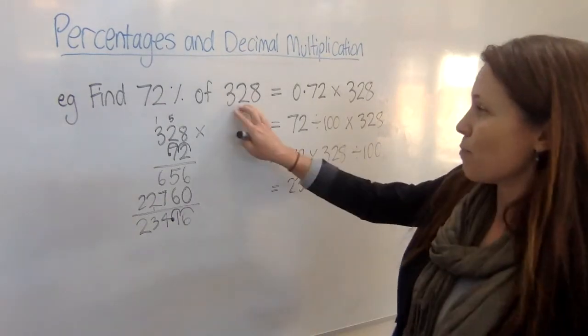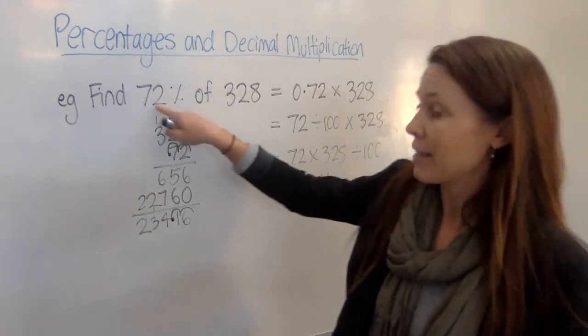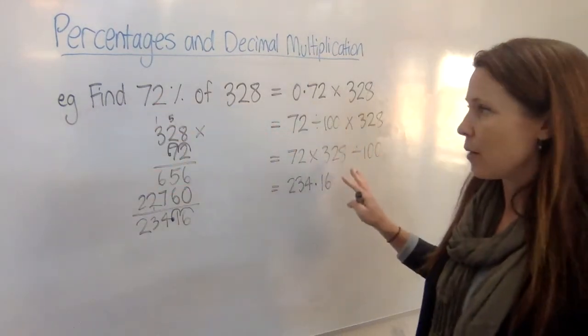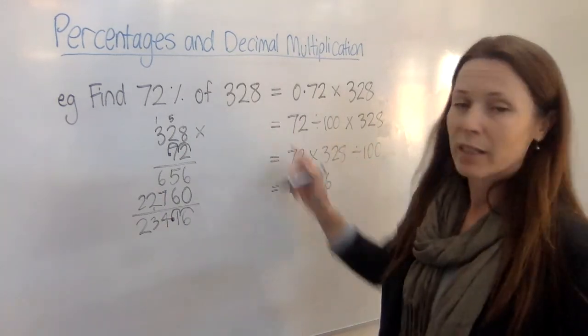If you had an answer that was more than 328, you'd know that it was wrong, or an answer that was well less than half. So if you've messed something up, often it will be by a factor of 10 or 100, and it will be so far out that you'll realise your mistake.